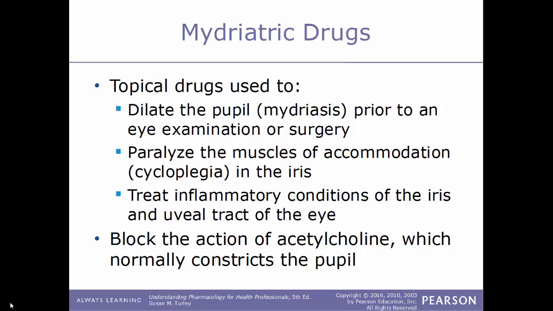All right, now we'll talk about mydriatic drugs. These are topical drugs used to help dilate the pupil, especially right before an eye surgery or during an eye examination. And the way they work is they work to paralyze the muscles of accommodation within the iris. This is called cycloplegia. And these drugs are used to treat inflammatory conditions of the iris and also of the uveal tract of the eye. Now, mydriatic drugs also act to block the action of acetylcholine, which would normally restrict a pupil.